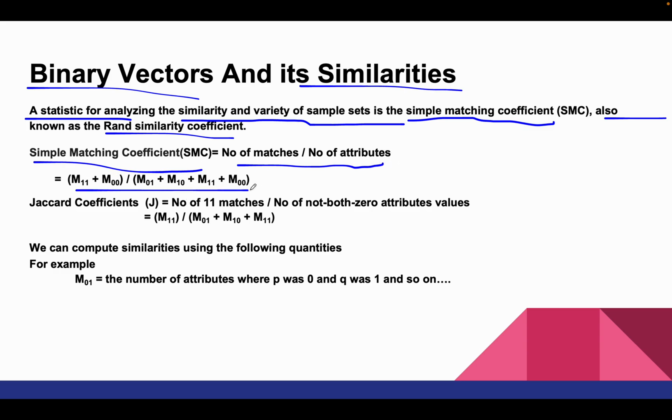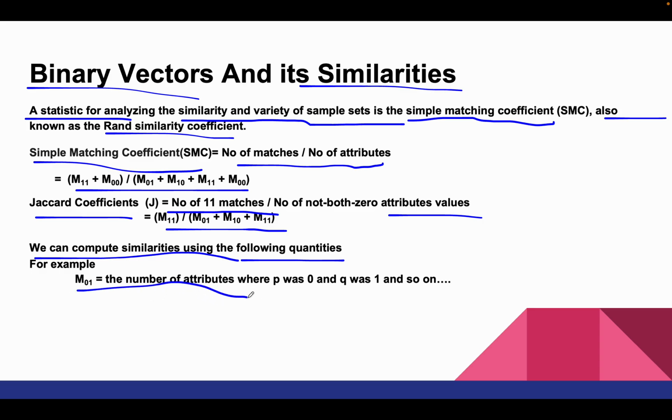Here goes its formula. And the Jaccard coefficient is defined as the number of 11 matches divided by the number of not-both-zero attributes. Here goes its formula. We can compute the similarities using the following quantities. For example, let's take M01, the number of attributes where P was 0 and Q was 1, and so on.